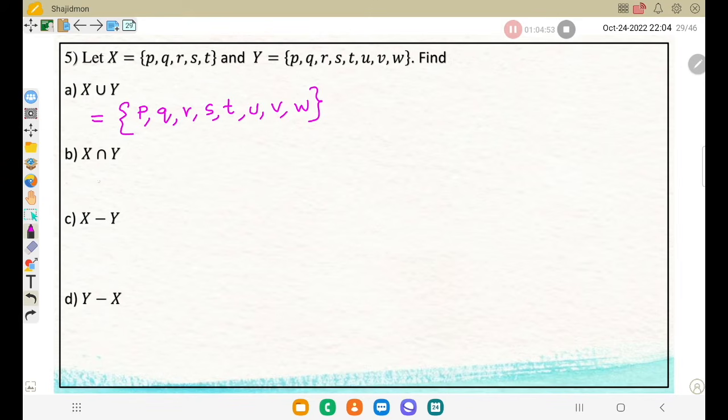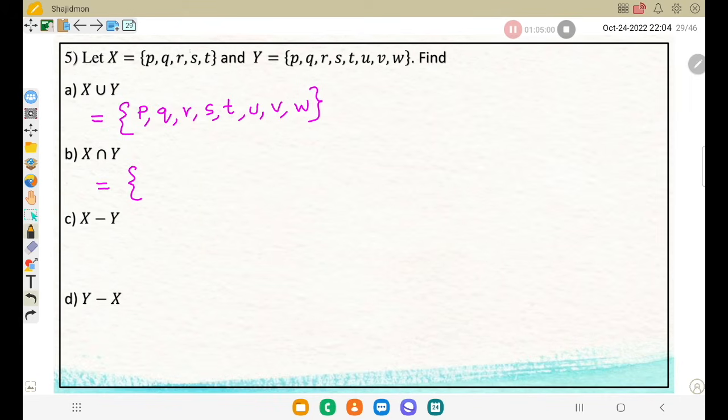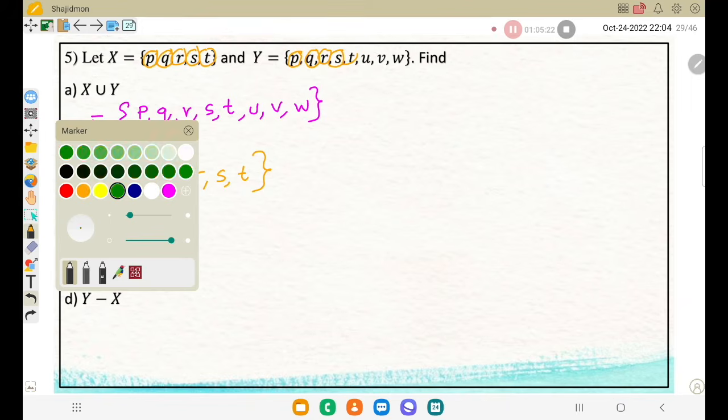Now intersection, X intersection Y. Intersection means the common elements only, correct? In both sets it will be. So P is common, Q is common, R is common, S common and T also common, correct? So what are the elements of the intersection? P, Q, R, S and T. Hope you understood. Only write the common elements.